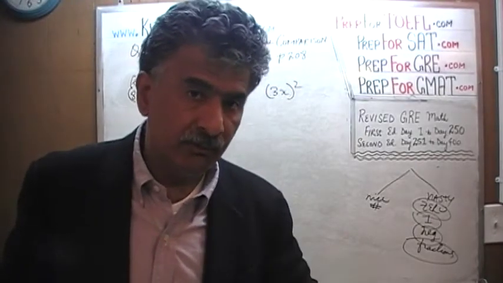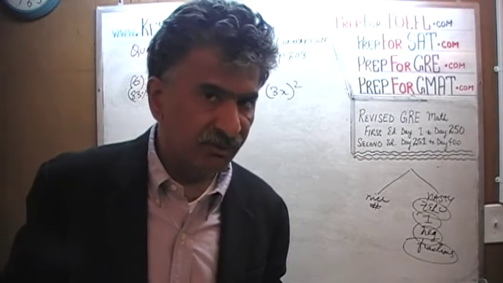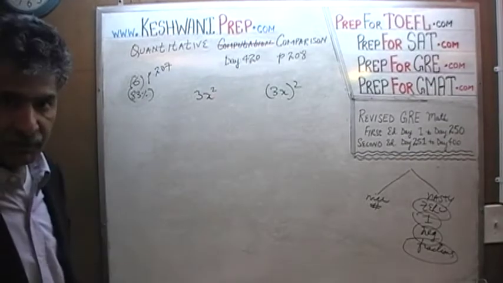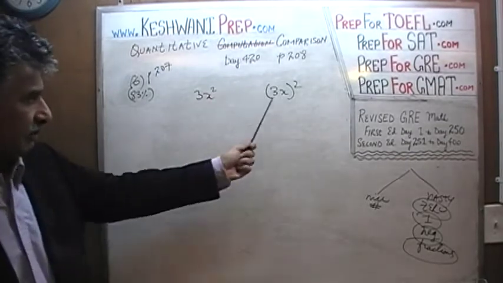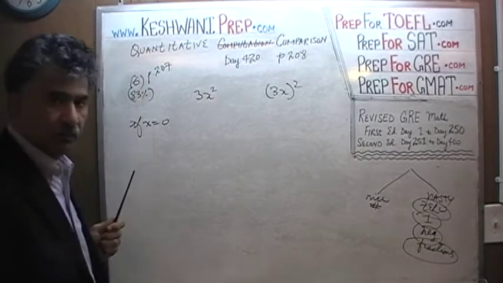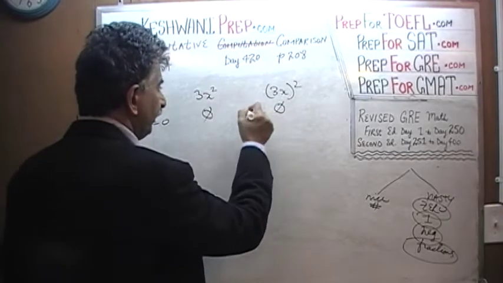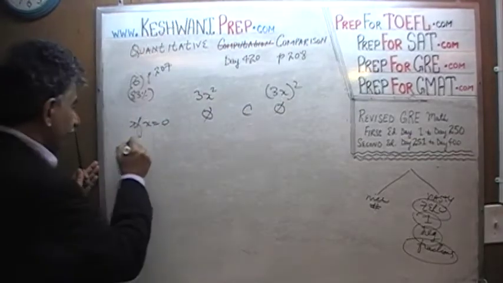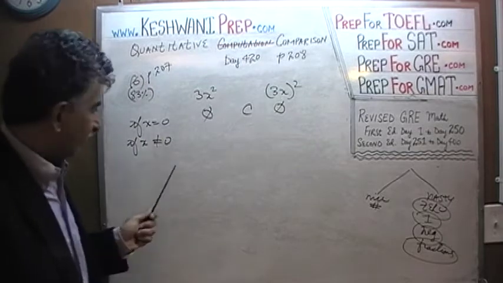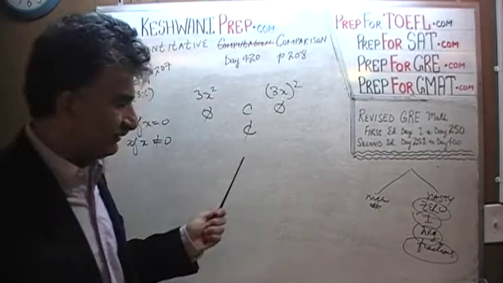When I did this problem the first time, I made a slight mistake. The way I have presented the problem to you here, column A and column B, if x happens to be 0, this quantity will be 0 and this quantity will be 0, the answer will be C. If x is anything other than 0, the answer will not be C, it will be something else.